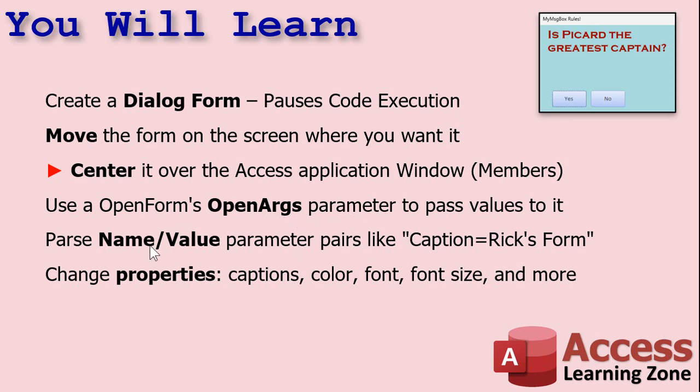We're going to send it a bunch of name value pairs, or sometimes called key value pairs, like Caption equals Rick's Form, right? Font equals Arial, that kind of stuff. We'll change the captions, the color, the font size, all kinds of stuff.